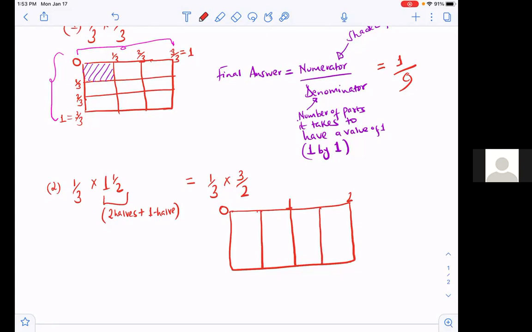So from 0 to the first partition, this represents the first half. To the second partition represents the second half, which is equivalent to 1 whole. And the third partition represents 3 halves. And that is our main interest, because we are going to multiply a third times 3 halves. Now, to show the third vertically, that denominator 3 tells us to partition vertically into 3 equal parts.